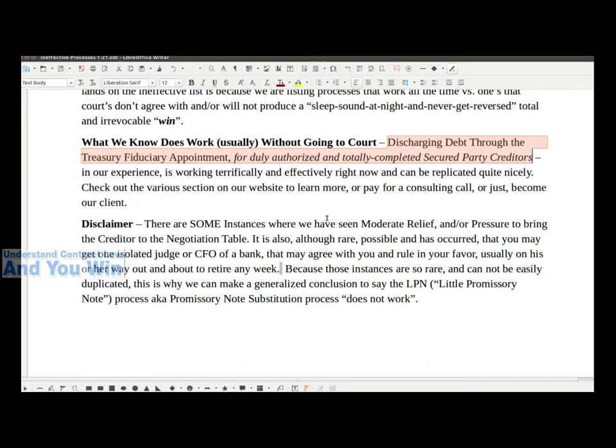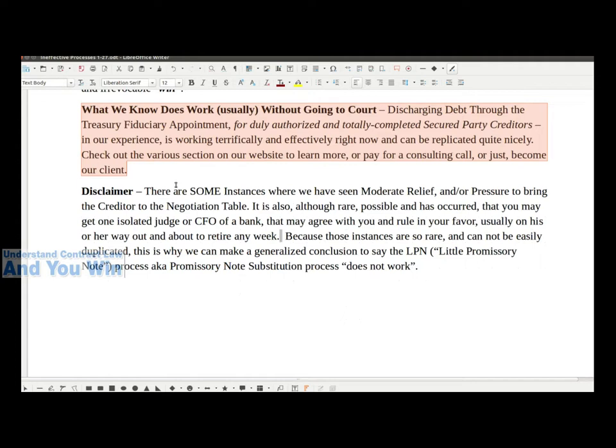Contrary to how particular we are, there are other people selling the promissory note process that are saying it works 100% of the time, we'll take any client, this works for all mortgages, all car loans, all student loans, all phone bills, all hospital bills, all everything. So if you want to find out who's telling the truth, look at how particular someone is and how detailed someone is with whether they say something's going to work or not going to work. If someone just says, oh, come on right in, this works for everybody in all situations, it's a little suspect. It's not 100% proof that the person's lying, but take that into consideration.